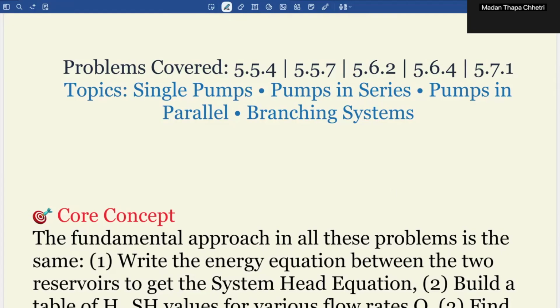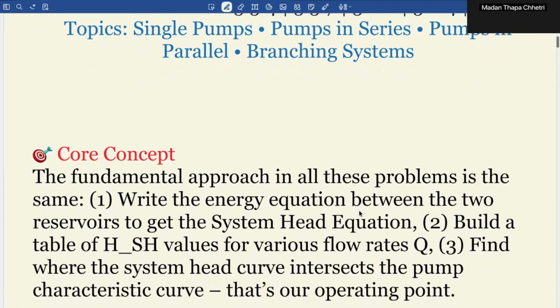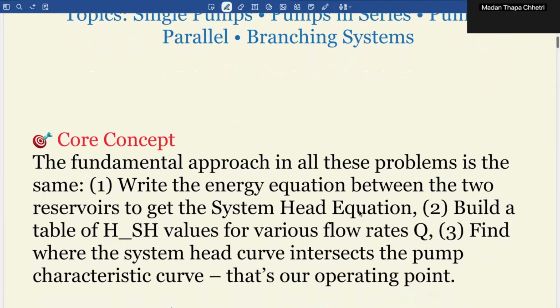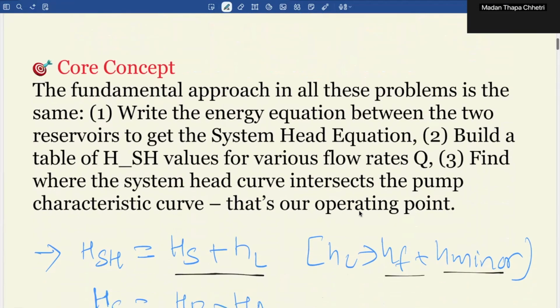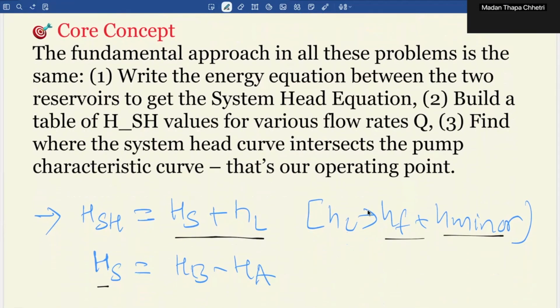So before we jump in, let me remind you of the key equations we will be repeatedly using. You can also source them from the textbook as well, but I have written here just two equations. This is static system head, the classical equation for static head, which is like reservoir A minus B or B minus A. And HL is basically friction loss plus H minor.